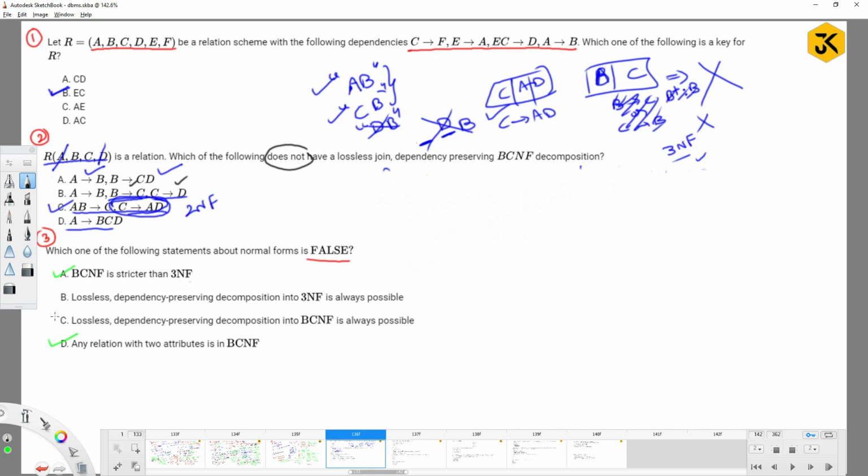With our examples, I can directly say that option C, lossless dependency preserving decomposition into BCNF is always possible. Is it a false or true statement? False statement, right? Our last example clearly shows that FD preserving is not done. So option C is the correct answer for the given question, meaning that option C is the false one. And this is also a true one.